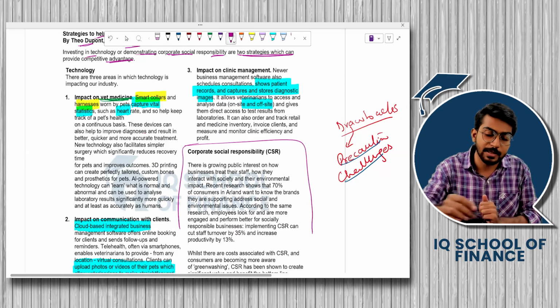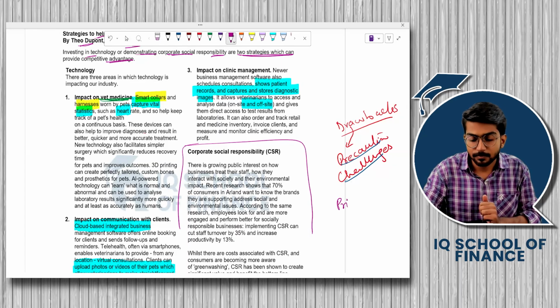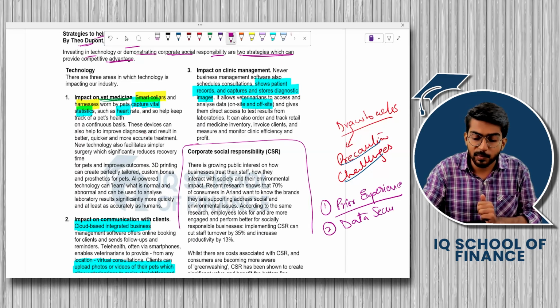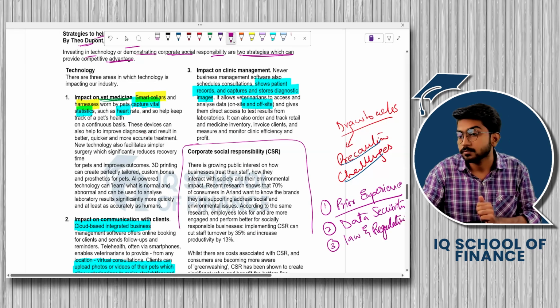So, Saud, you are saying that we do not have prior experience of using the technology. Number 2, data security concerns would be there. Number 3, laws and regulation. Number 4, excellent, Sneha. Lucas is saying compliance with data protection regulation, good. Possible exclusion of patient population due to digital divide.